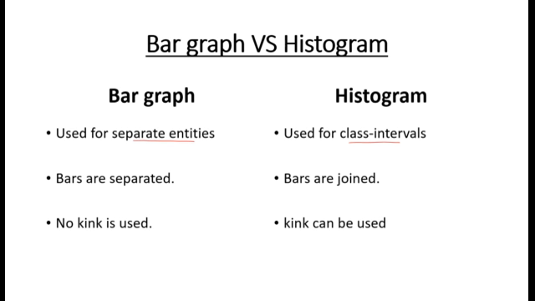Here the bars are separated in a bar graph. All the bars will be separated. There would be a linear distance between the bars. Whereas in a histogram, the bars are totally joined. There is no space, no gap between the bars. Third, we cannot use a kink in a bar graph, and in a histogram, we can use a kink. A kink we also say broken line or jagged line. So here I am writing that kink is also known as broken line and jagged line. So these are the differences between bar graph and histogram. Keep them in your mind before drawing them.